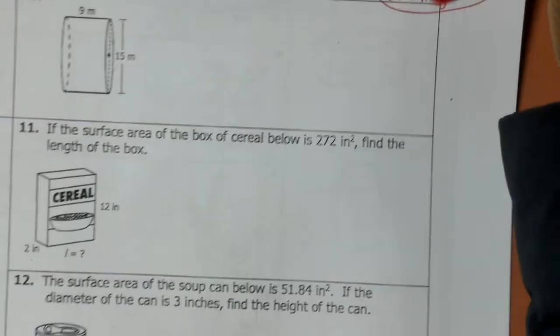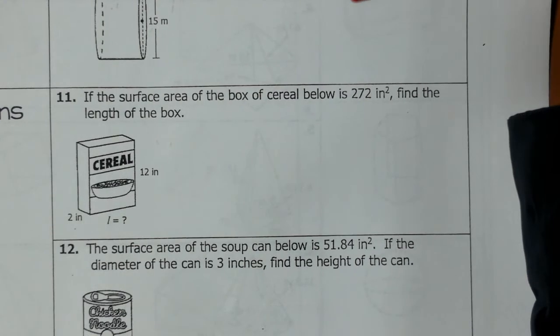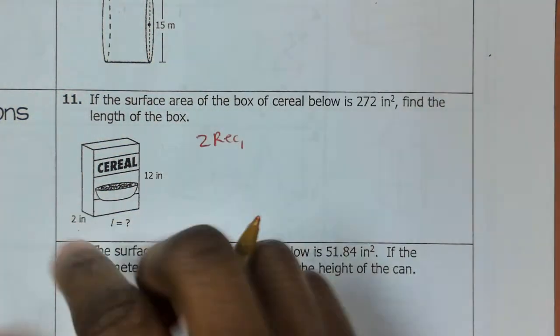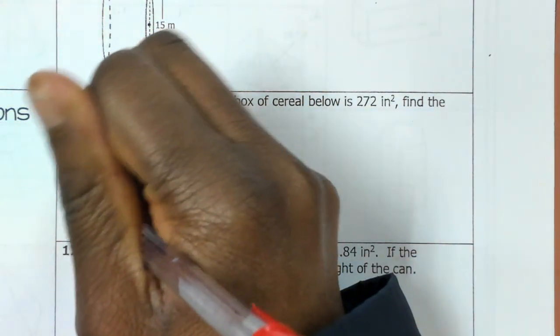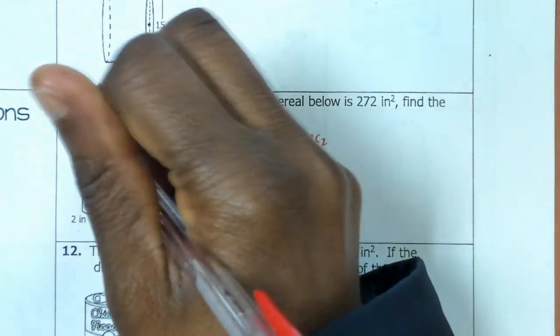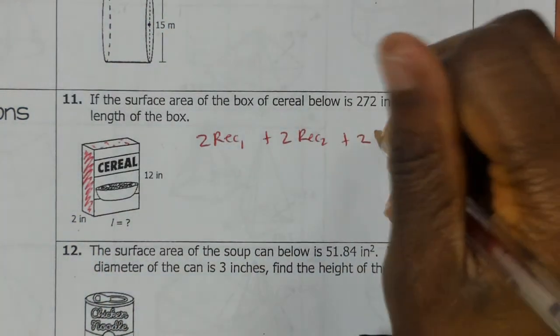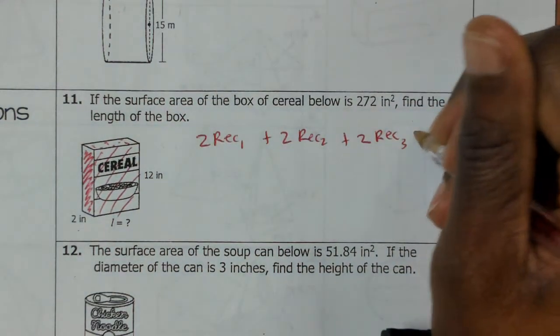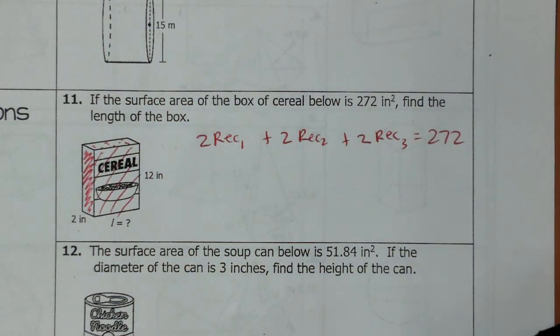And then you have some application problems on the bottom. Again, I still identify, okay, there's 2 rectangles that are one size, which is this. Then you have 2 rectangles that are a different size, which is this. And then 2 rectangles that are the third side, which is this. And they have to total 272.